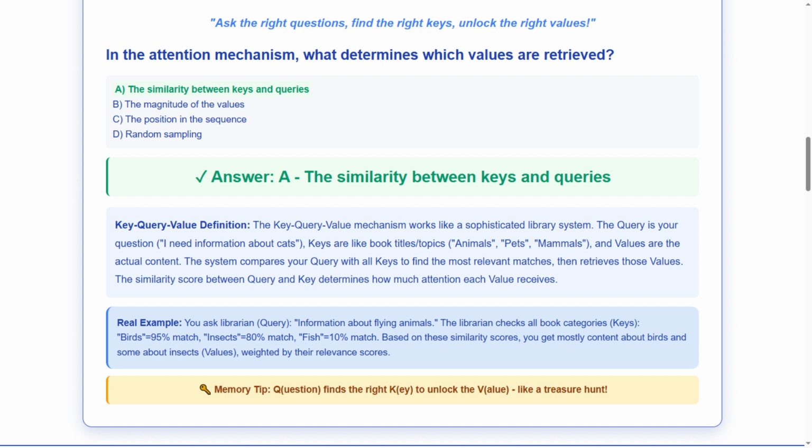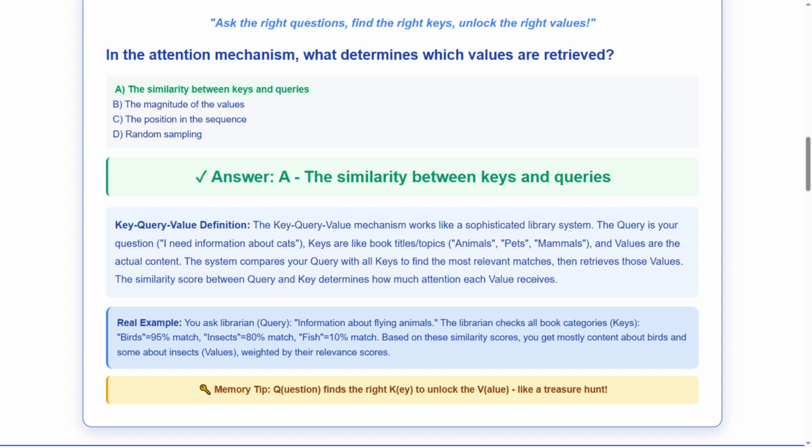This is correct because the attention mechanism works by computing similarity scores between what you're looking for, the query, and what's available, the keys, to determine which information, the values, should be retrieved. The key query value mechanism works like a sophisticated library system. The query is your question, such as, "I need information about cats." Keys are like book titles or topics such as animals, pets, mammals, and values are the actual content.